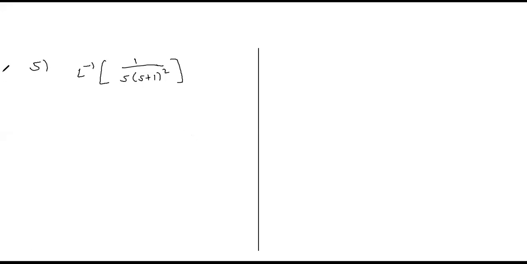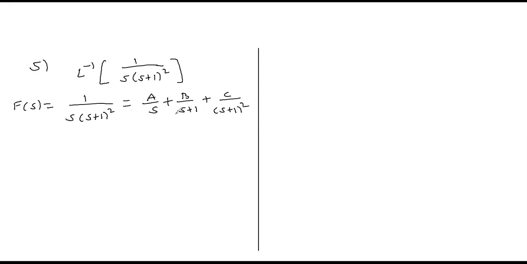It is a combination of linear factor and repeated linear factor, right? So this is A by s plus B by s plus 1 plus C by (s plus 1) whole square.